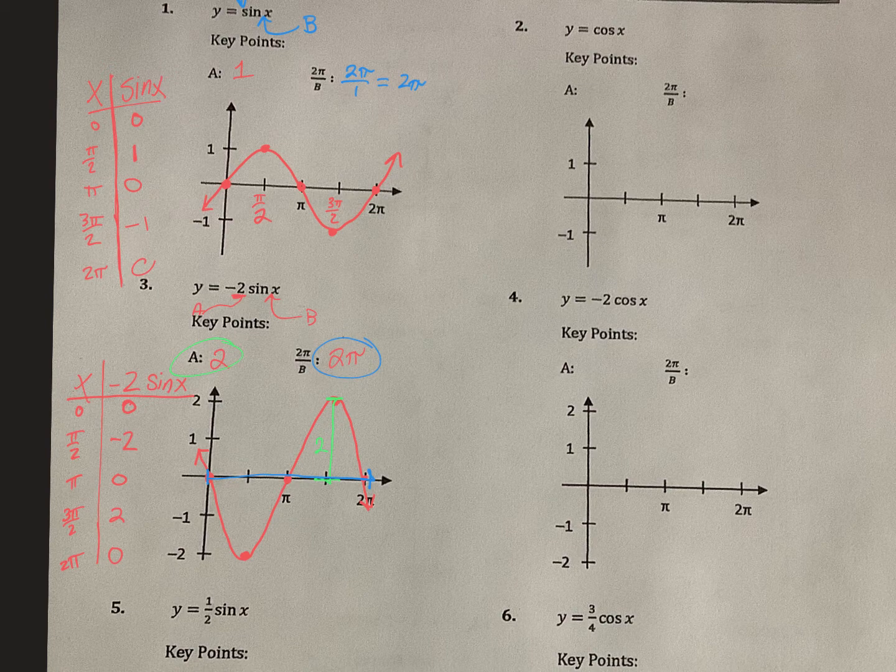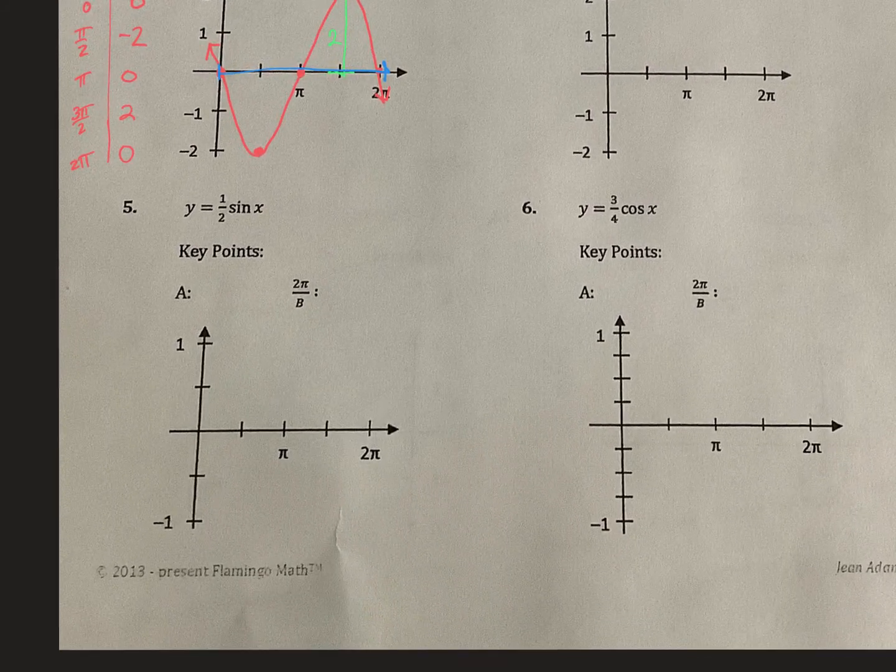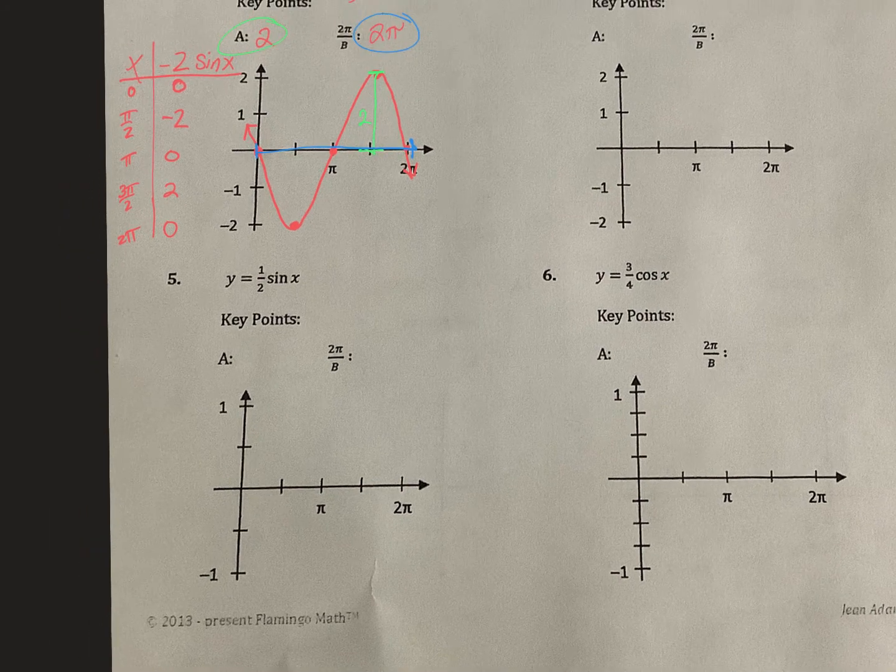All right, I know some of you are still working on 4. That's fine. So 5 and 6 are going to work the same way. We're just multiplying by fractions now. Yeah, so 5 you do the same way as number 4.